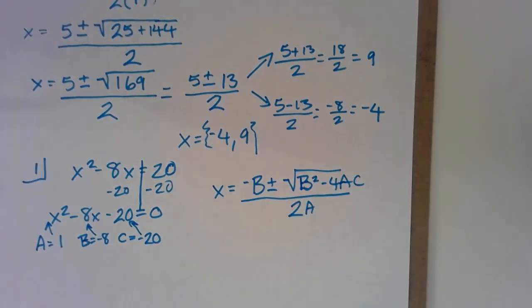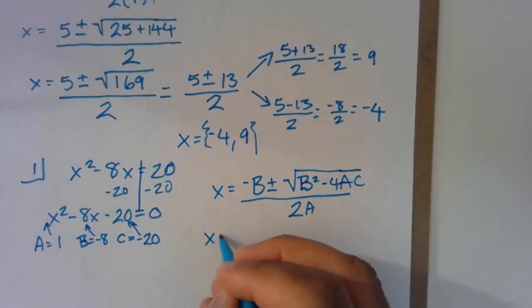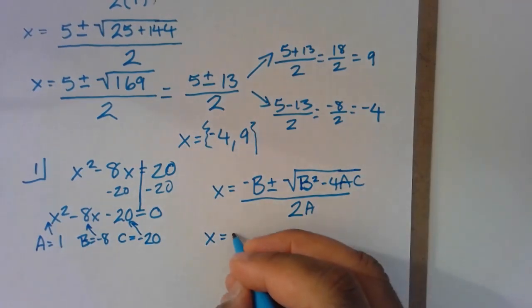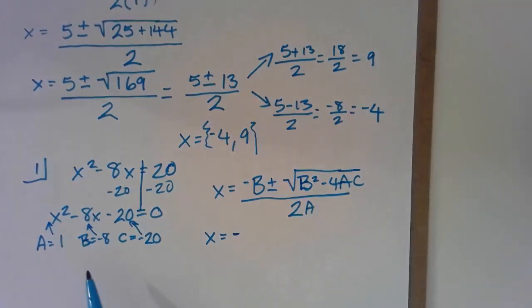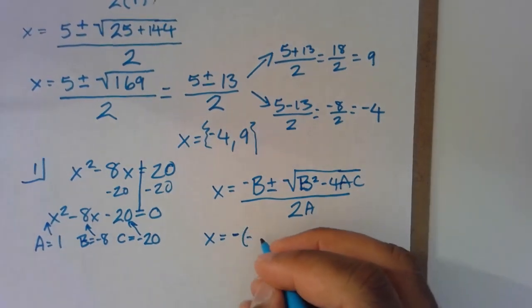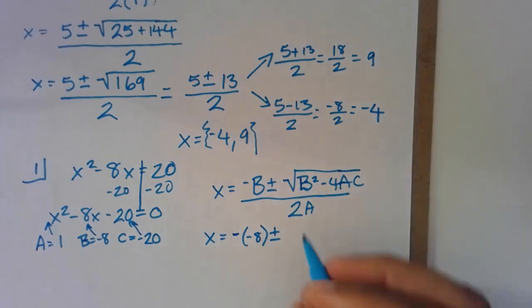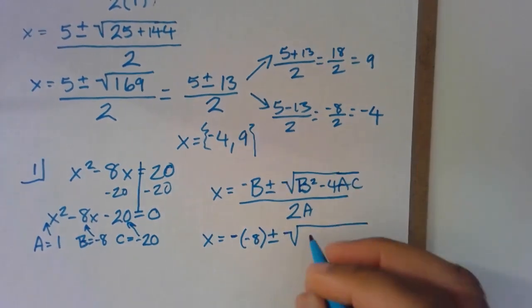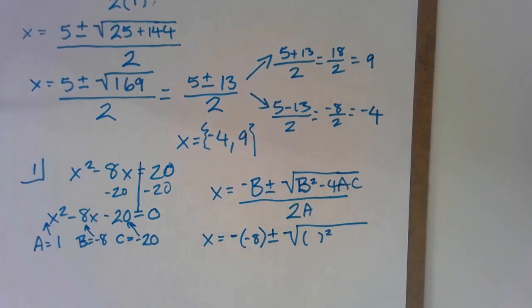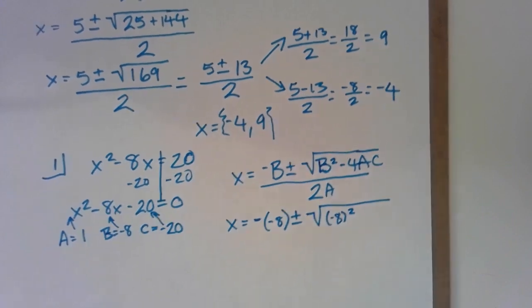Now that I have my A, B, and C, all I need to do is just plug it in. So I'm going to have x equals negative, and looks like, again, I have a negative b. So I'm going to go ahead and put that negative 8 in parentheses, plus or minus the square root of b squared. And in this case, b is -8. So I'm going to have a -8 squared.